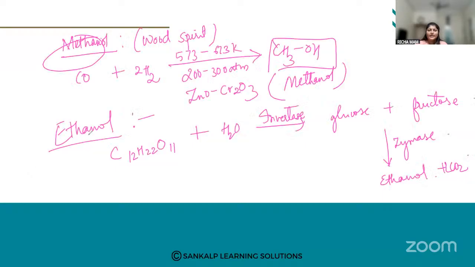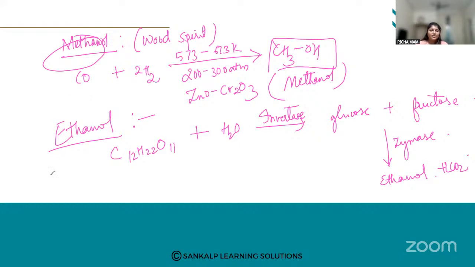Then what are the properties of ethanol? This is also a colorless liquid. It is used as a solvent in paints, and for various preparations of carbon compounds. This commercial alcohol is made unfit for drinking by adding some copper sulfate and pyridine, so it is known as denatured alcohol. These are some of the important properties of ethanol.